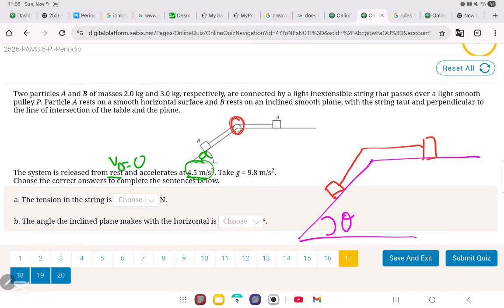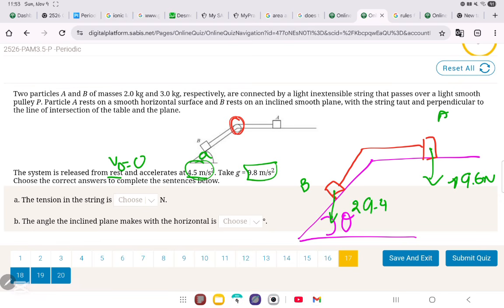So directly we can put the first force, which is the weight. The weight is going to be for particle A and particle B. Particle A, it's the mass times g. So 2 times 9.8, that's gonna be 19.6 newtons. And then for this one, the weight is down as well, like this. And how much is it? It's gonna be 3 times 9.8, which is 29.4.